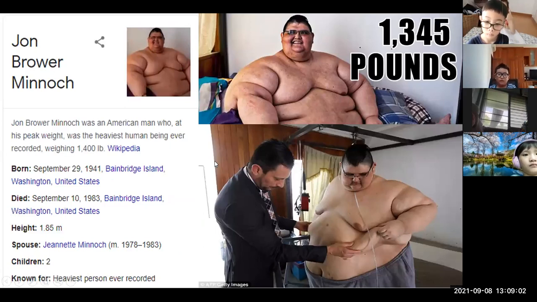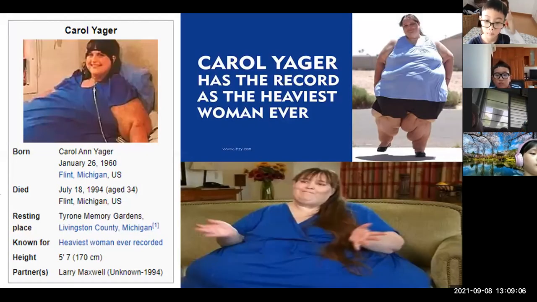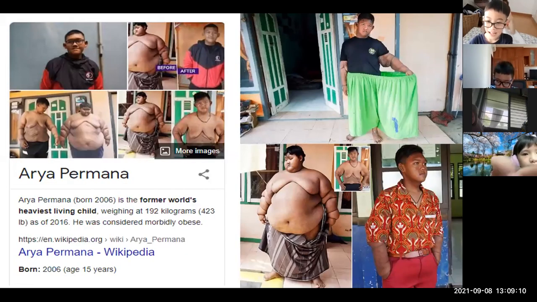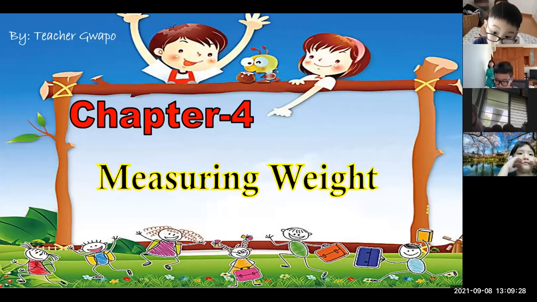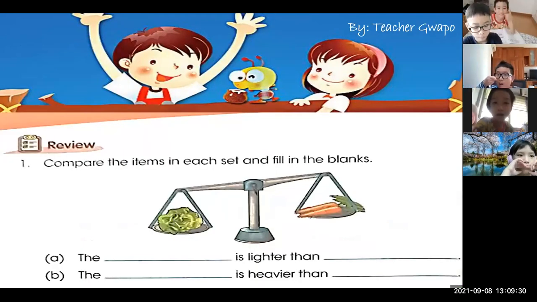Okay, so don't forget the words. These heaviest people: John Brower, the heaviest man, Carol, the heaviest woman, and Arya, the heaviest boy. Okay, Arya, can you see it? Wow, very big. A lot of food inside this tummy. There's a burger. There are fries.